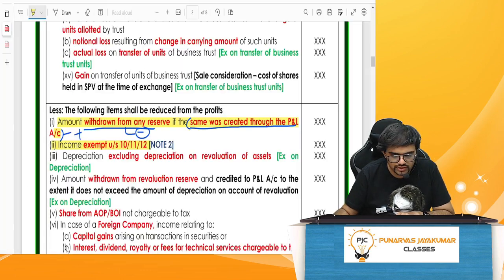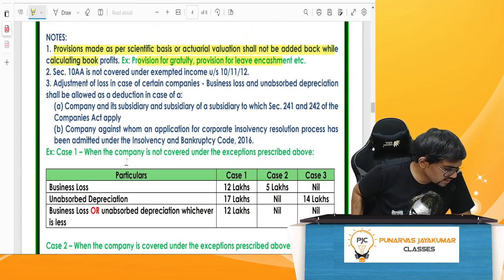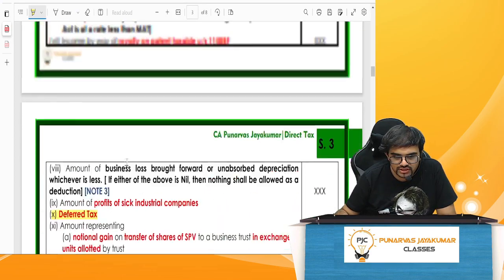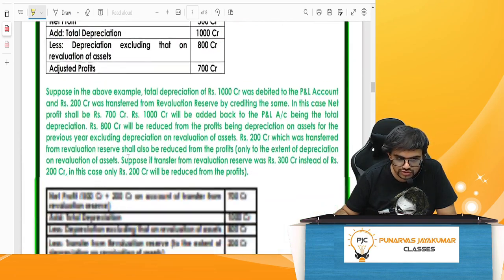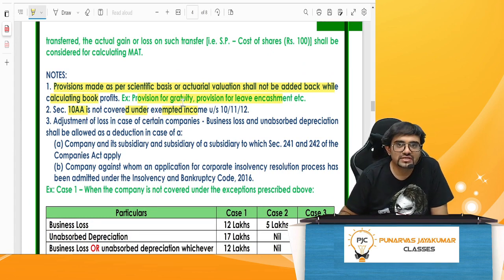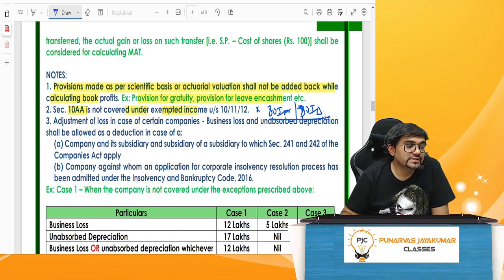So let's see the note here, note number 2. So guys, amount to which any of the incomes or expenditure under these three sections 10, 11, 12. Interesting to note that section 10AA is not covered under exempted income. So basically the amount with which 10AA income etc. if you get, it will not be subtracted. Similarly important again, 80IA, 80IB will not be subtracted.